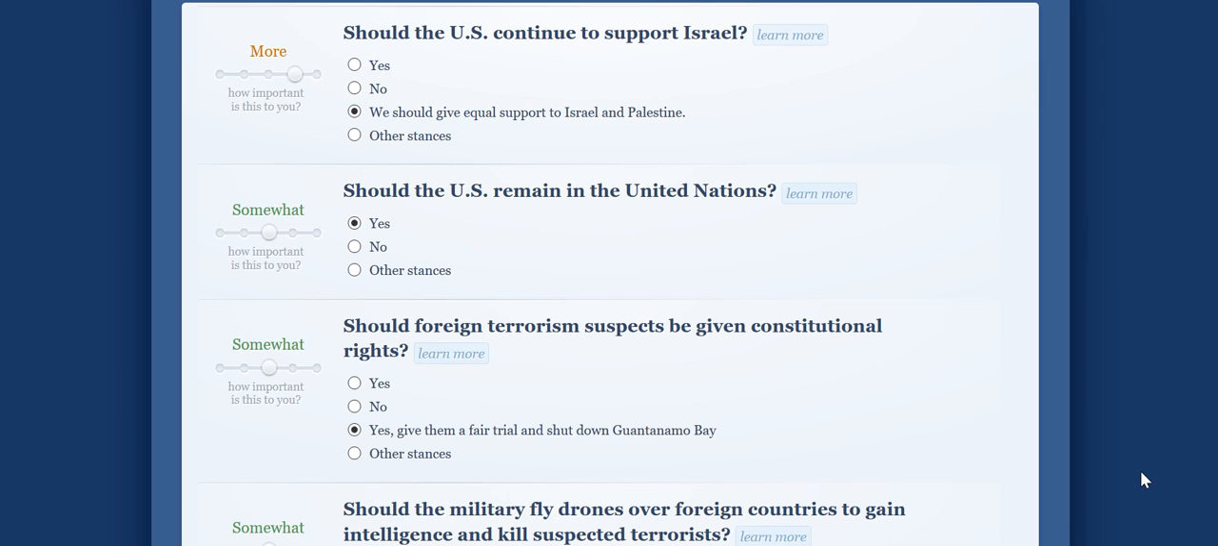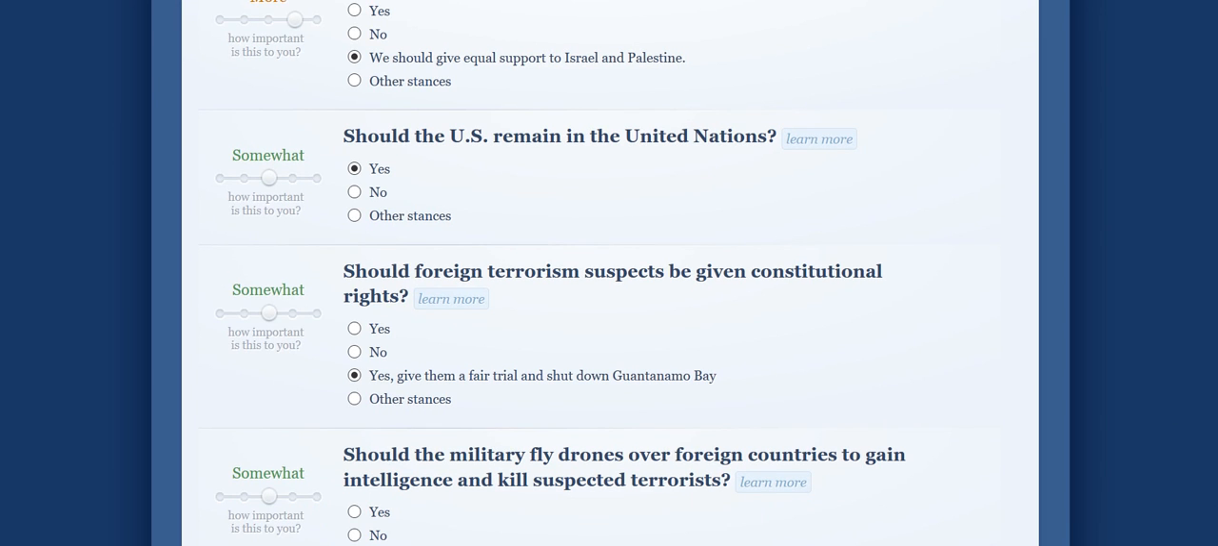So, yes, we should remain in the UN, but massive reform, because the way it works now is ridiculous, and they have no moral authority because a lot of the things they say and do are a joke.